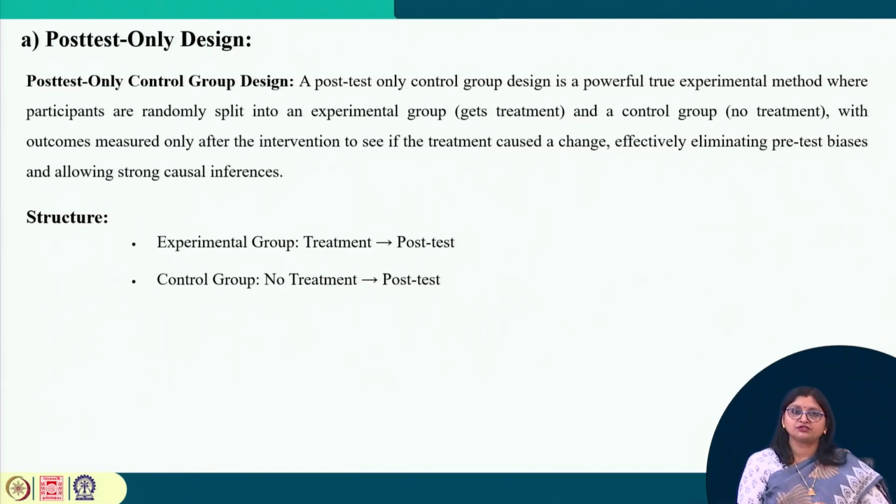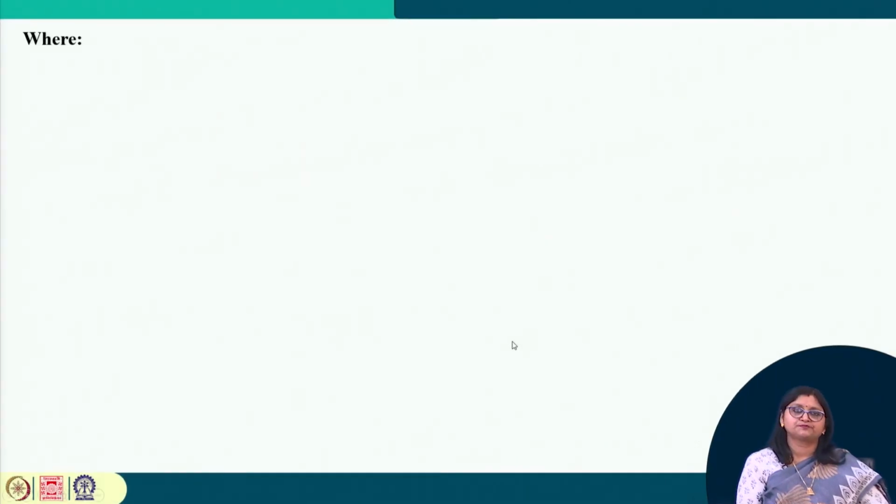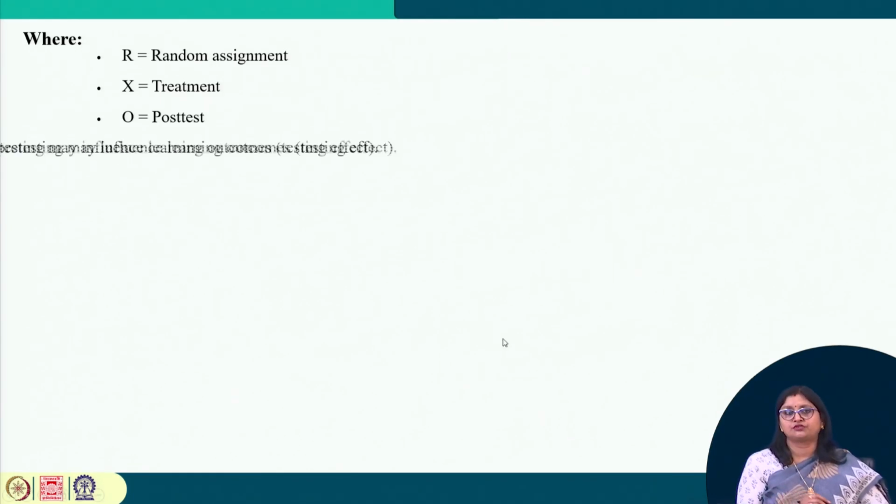So, what is the structure? The experimental group is given the treatment and takes the post-test, and the control group gets no treatment and only takes the post-test. Or we can write it in the research way, where we denote it as R X O. Here R, X and O represent random assignment, X is the treatment and O is the post-test.